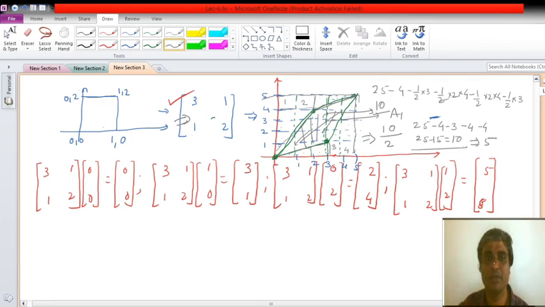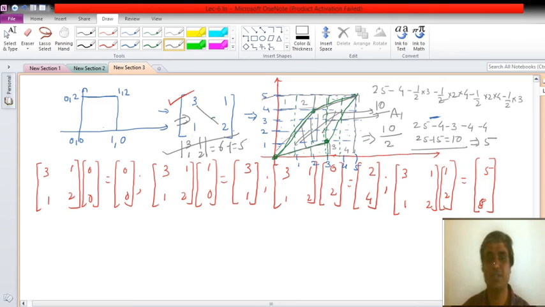So what is the determinant? 3, 1, 1, 2, which is 6 minus 1, 5. Yeah, so proved, right? So the determinant, in short, I'll repeat, is the ratio of the area of the output by the input, or this is the amount by which the information has been changed.